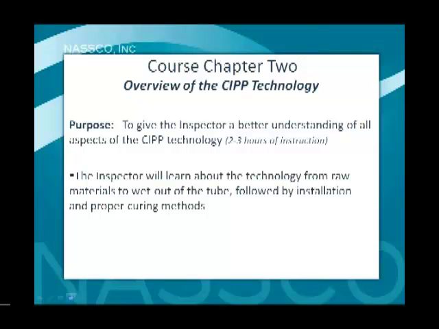The inspector will learn about the technology from raw materials to wet out of the tube to installation to proper curing methods.